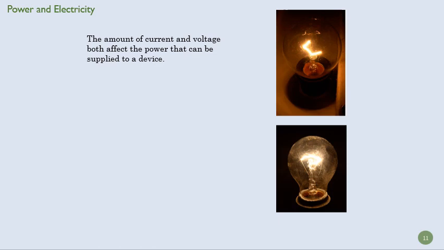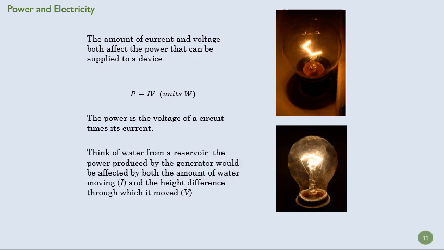We can also talk about power. The amount of current and the voltage both affect the power that can be supplied to a device. So power, when we talk about watts, right? So I have a 25-watt light bulb. That's power. It's going to be a combination of how much charge and basically how hard that charge is being pushed, right? The power is the voltage of a circuit times its current.